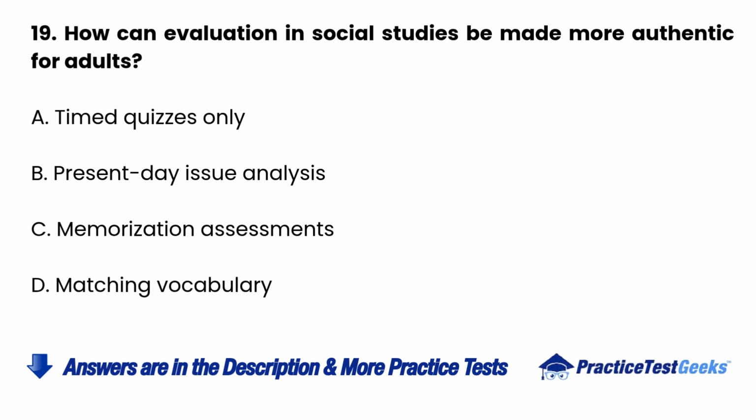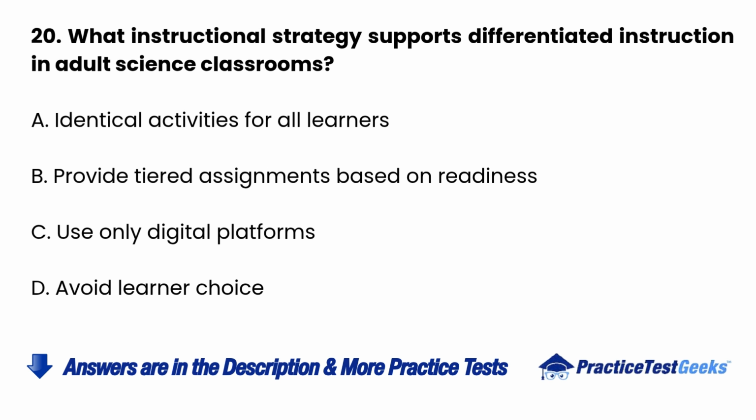19. How can evaluation in social studies be made more authentic for adults? A. Timed quizzes only. B. Present-day issue analysis. C. Memorization assessments. D. Matching vocabulary.